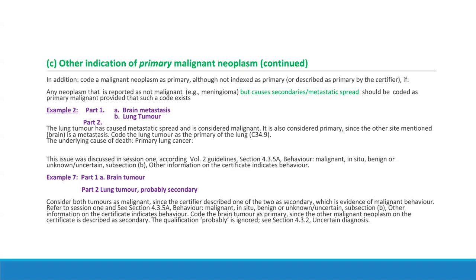In another scenario shown in example 7, where a brain tumor and a lung tumor are reported, with the lung tumor possibly being secondary, both should be considered malignant, because the mention of one tumor being secondary implies a primary malignant elsewhere, thus supporting the classification of both as malignant. The coding rules are supported by Volume 2 Guidelines, Section 435A.